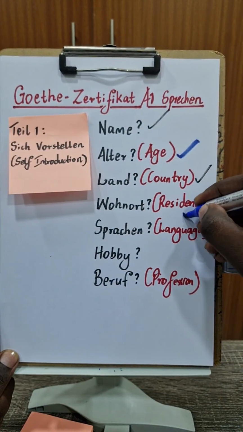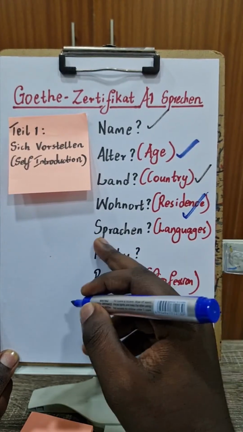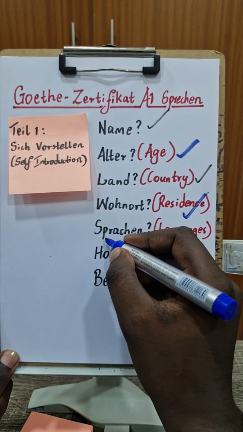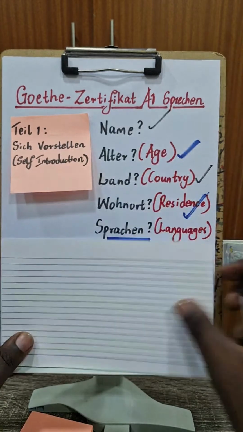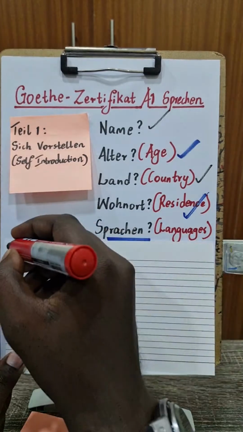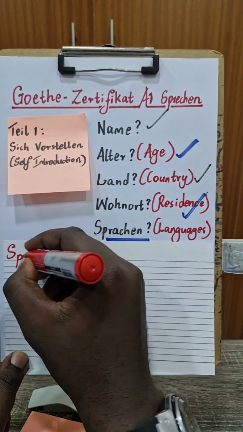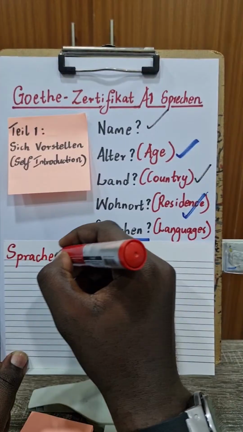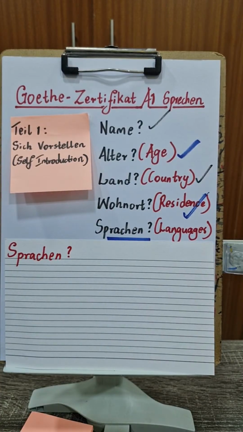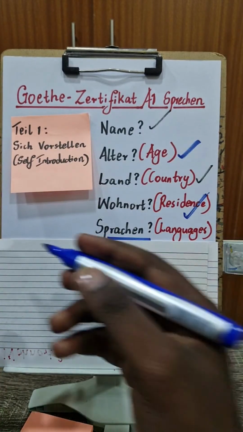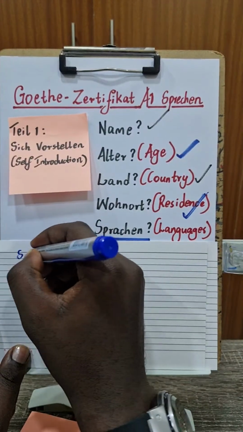You've now seen Name, you've seen Alter, you've seen Land, Wohnort, we've just seen. Okay, let's go ahead and also mention Sprachen. Now, this is the place where many people make mistakes. Sprachen. Let's see where the issue is. Now, there are two words right here. Okay, let's copy it down. Now, I'm talking about Sprachen, which now means languages. So people normally confuse these two words. Let's copy them down. There is the verb. Notice this one is small s.